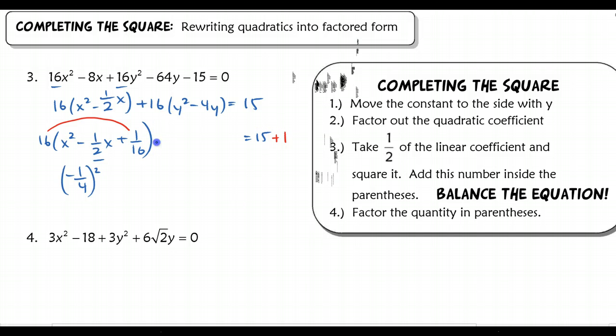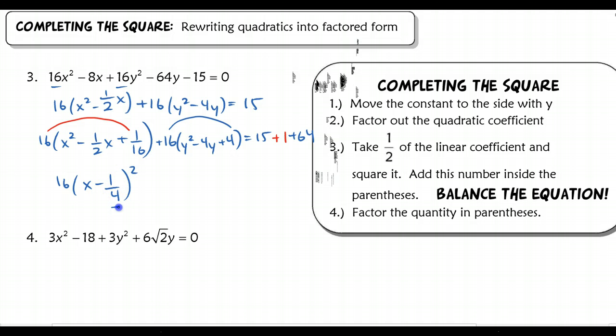Alright, now I do the same thing for the y term. So I cut that 4 in half, which is going to be a negative 2. I square that number, it's positive 4. So I actually added here a factor of 64 onto the left side, so I need to add 64 onto the right. Now I'm going to rewrite this as 16 times x minus 1/4 squared.